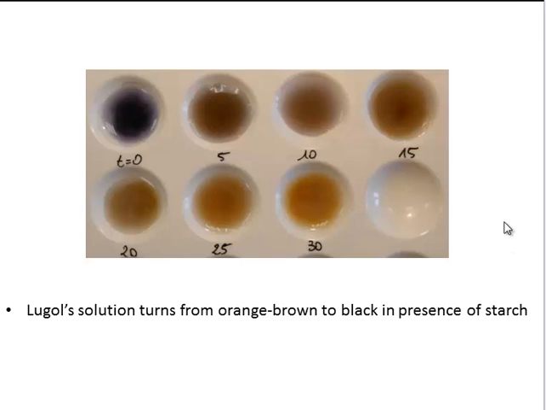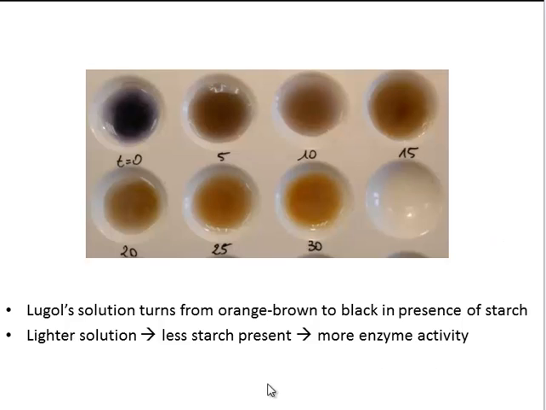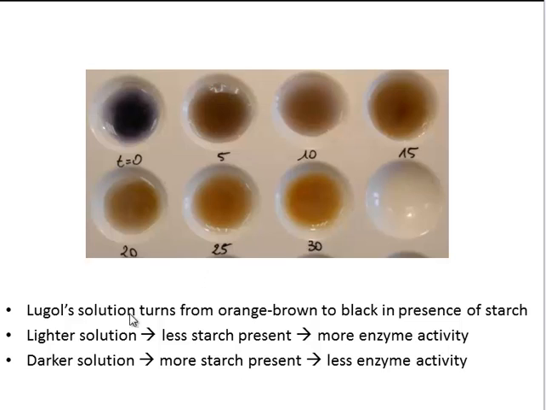Lugol's solution will turn from orange-brown, its natural color, to black in the presence of starch. So, the lighter the solution, the less starch present and the more enzyme activity. If you look at these various solutions, you can see that these solutions are very light. That means that a lot of hydrolysis occurred, there's no starch left, and we can conclude that there's high enzyme activity. The opposite, the darker the solution, the more starch present and the less enzyme activity.